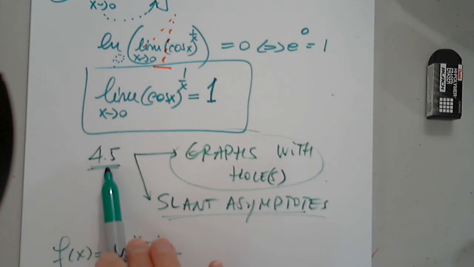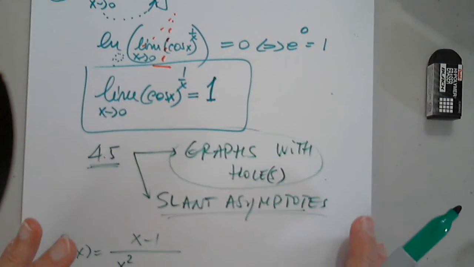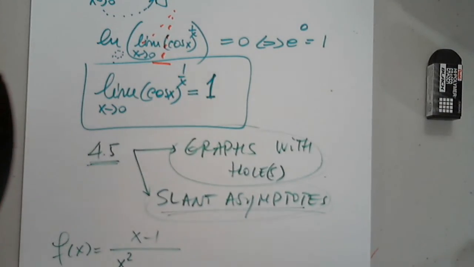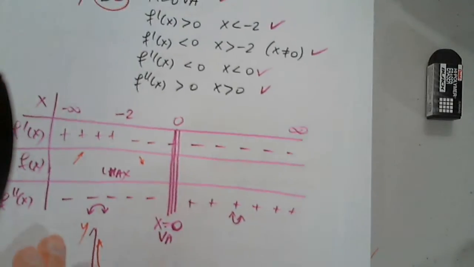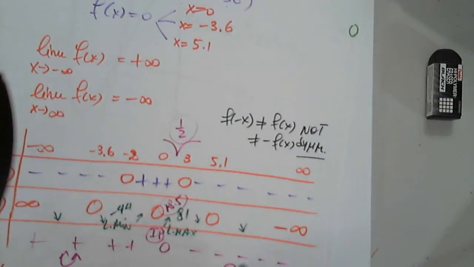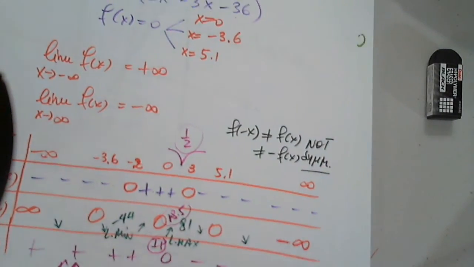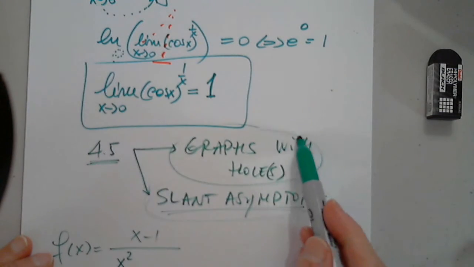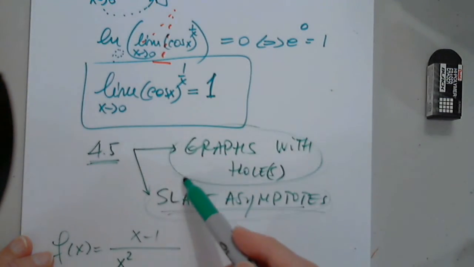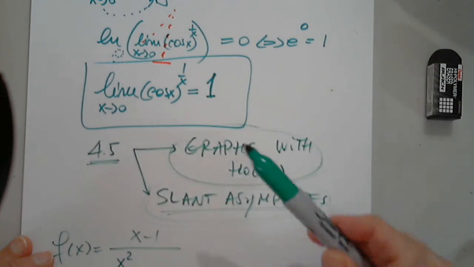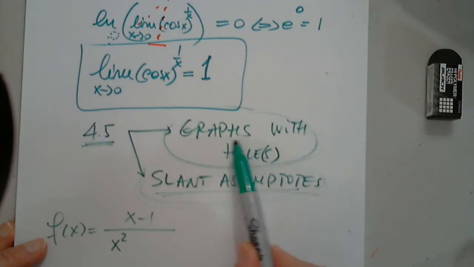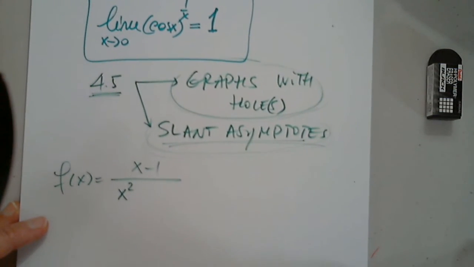So in 4.5, we've seen almost everything except these two concepts, because as you've noticed, we graphed and our first question was, second question was, all this. This is it. So now, two concepts that I did not get the chance to present: graphs with holes and slant asymptotes. They may be in the same function or separate. So first I'm going to start with an example with a graph with holes.